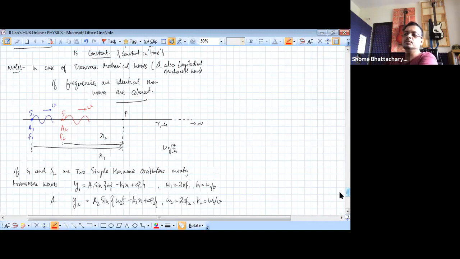Now, obviously, the moment the frequencies become identical, the wavelengths also become identical because the waves are traveling through the same medium. So v is equal to f lambda. Or in other words, if the omegas are the same for both the sources, then obviously the wave number, or the angular wave number, will also be the same for both the waves.